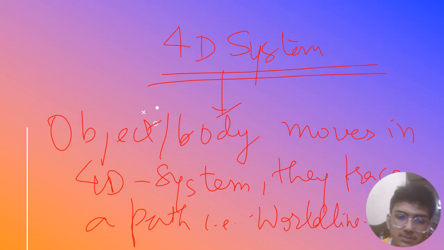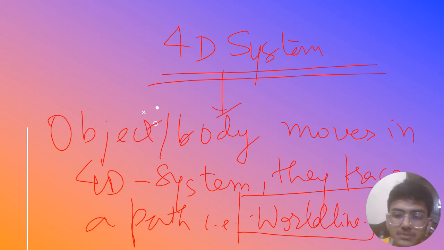A world line is a path traced by, or an imaginary trajectory of, the object which is moving in this 4D system, where the time coordinate is very important, because we saw that time is also relative in relativity. So to respect that aspect, we have devised the 4D system. Okay. So you have to remember, this is the world line, the path traced by the object in the 4D system.